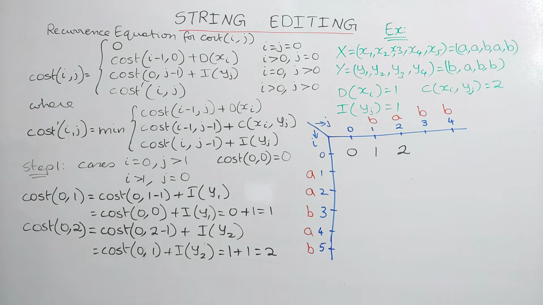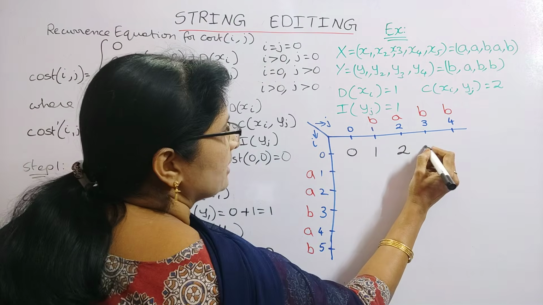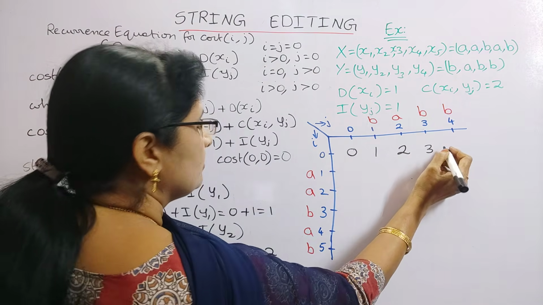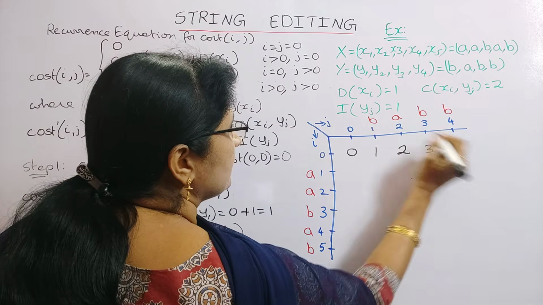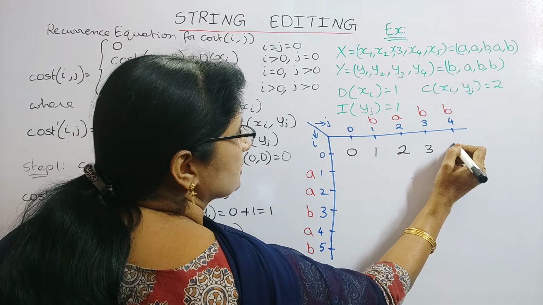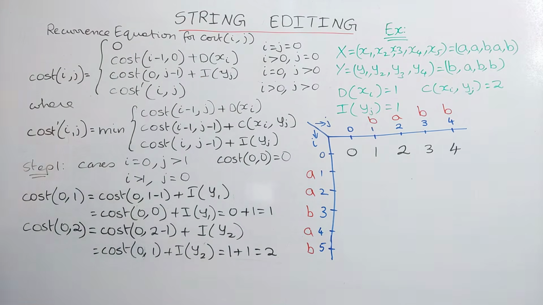Similarly, you have to compute for 3 and 4 also. For 3 it will be 2 plus 1, which is 3. And for 4 it will be 3 plus the insert operation, which is 4. So this is the first rule. Similarly, now you have to compute again for I greater than or equal to 1 and J equal to 0. This computation will proceed like this.